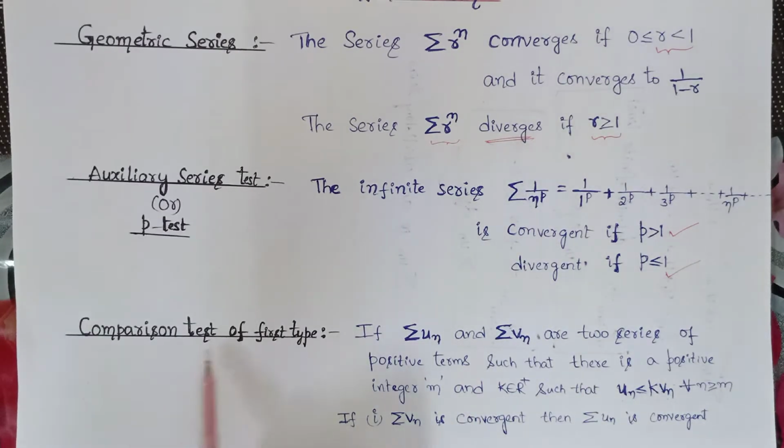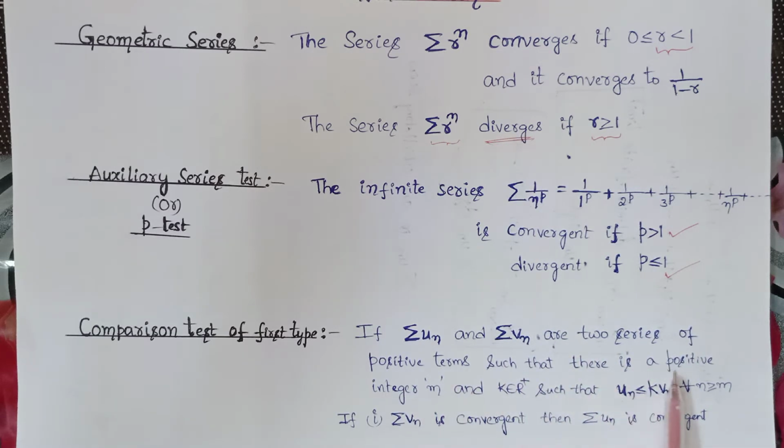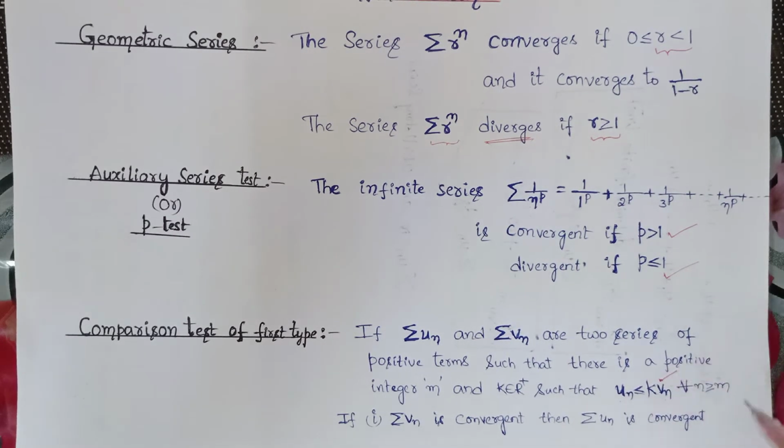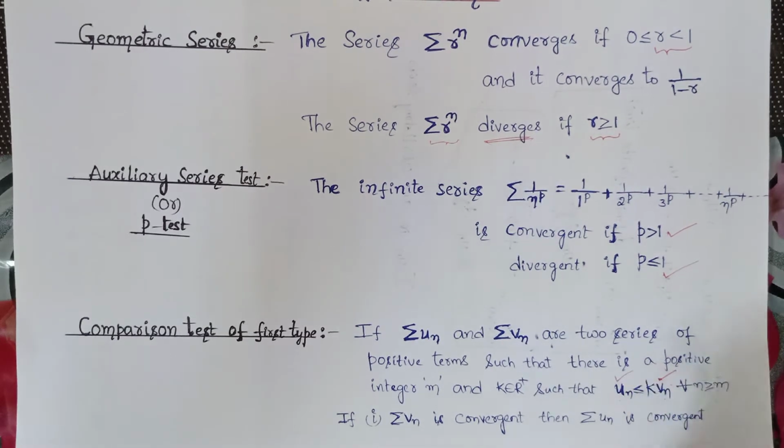Third one, comparison test of first type. If sigma un and sigma vn are two series of positive terms such that there is a positive integer m and k belongs to R plus such that un less than or equal to k into vn for all n greater than or equal to m. If sigma vn is convergent, then sigma un is also convergent. That is, if sigma vn is convergent, then sigma un also converges.